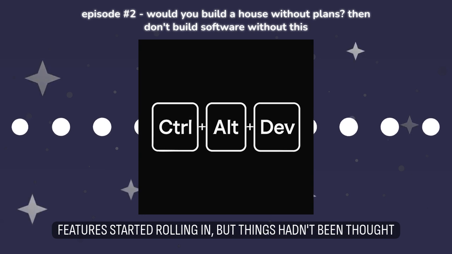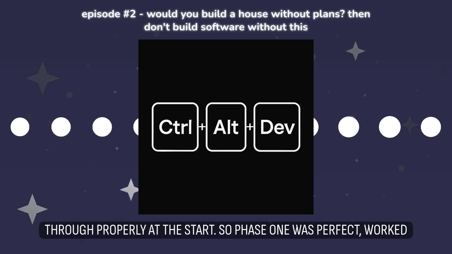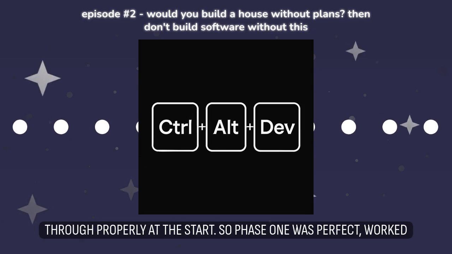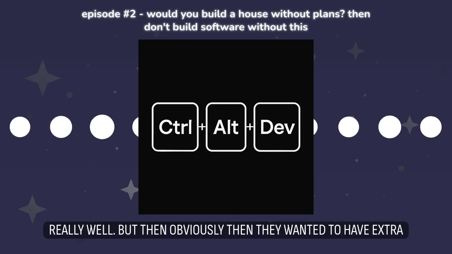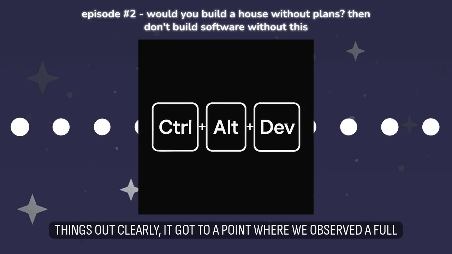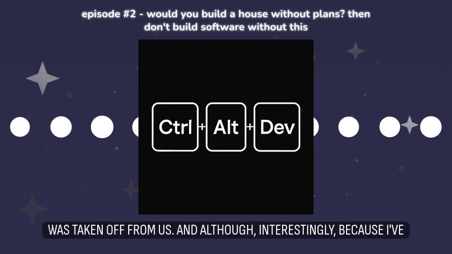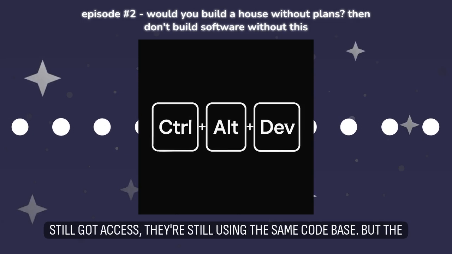The request for new features started rolling in, but things hadn't been thought through properly at the start. So phase 1 was perfect, worked really well, but then obviously they wanted to have extra things in year 2 and 3. And because we hadn't scoped those things out clearly, it got to a point where we observed a full rewrite was required. And unfortunately, that's where the project was taken off from us. Although interestingly, because I've still got access, they're still using the same code base.